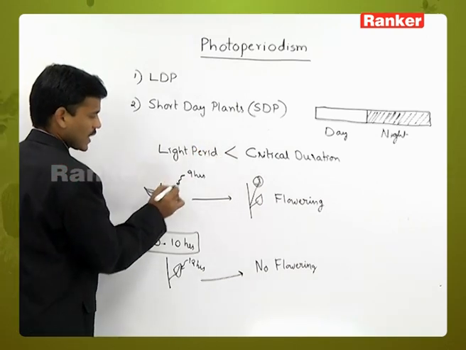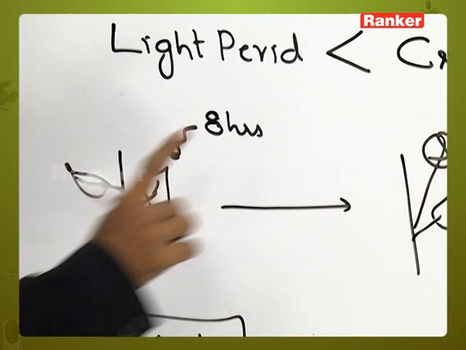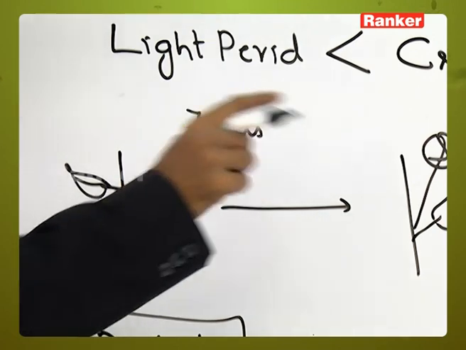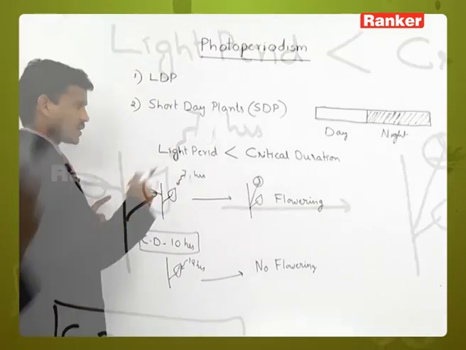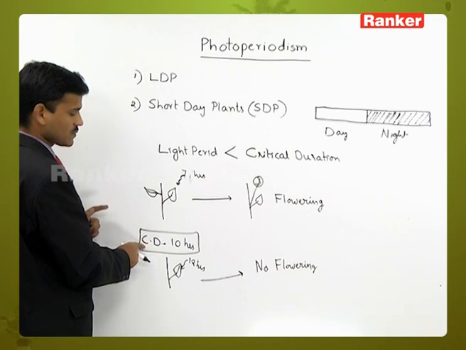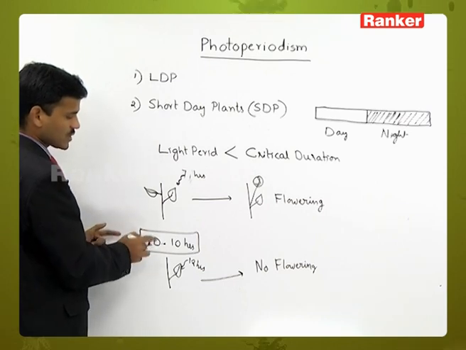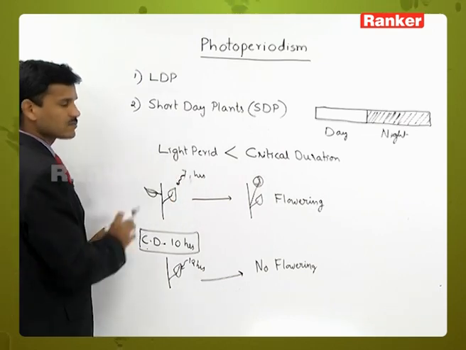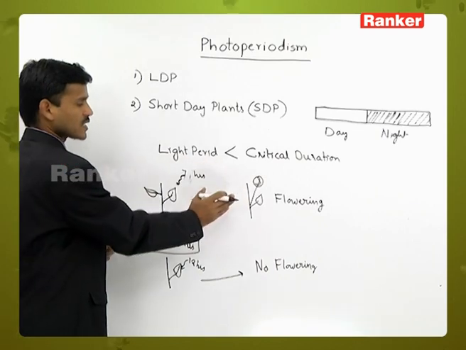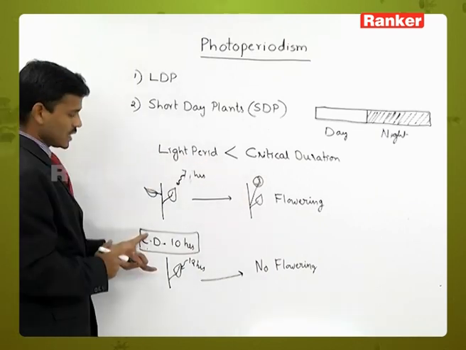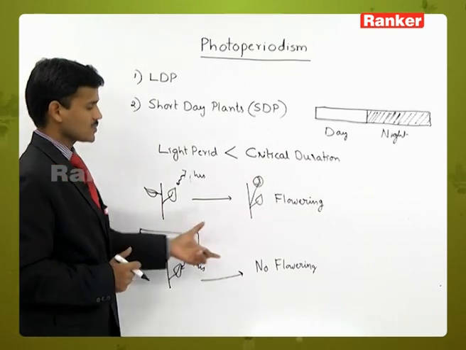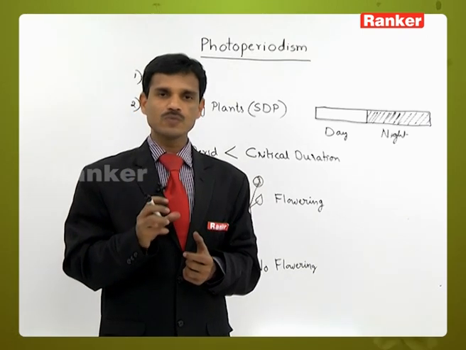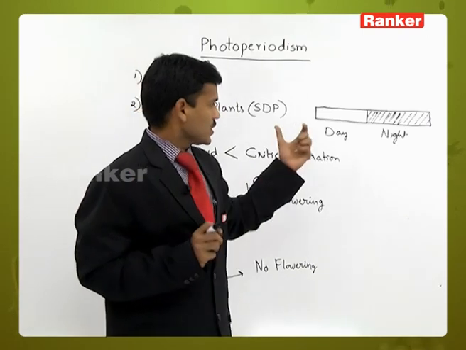For example, if this plant is exposed to 8 hours of light, flowering occurs. With 7 hours of light, flowering also occurs. With 6 hours of light, flowering occurs. That is less than the critical duration, and 10 hours is the critical duration. When the light period is less than the critical duration, 6, 7, 8, 9, 10, flowering occurs. But if the light period exceeds the critical duration, 11 hours, 12 hours, 13 hours, no flowering occurs. So short day plants require a light period less than the critical duration.